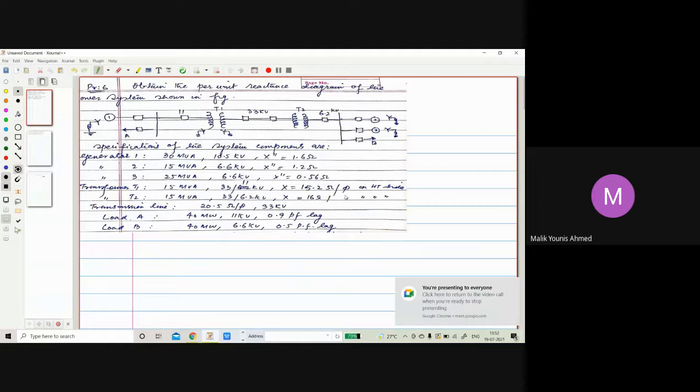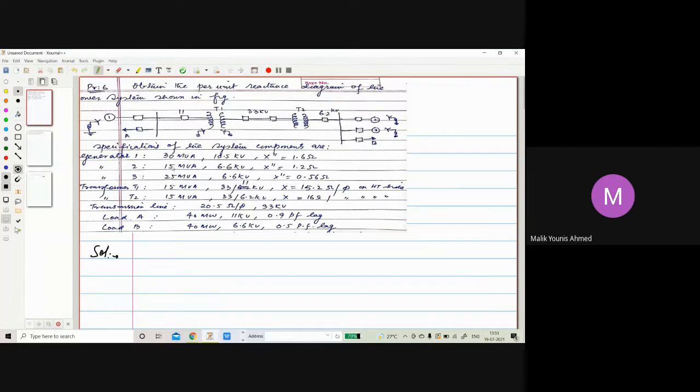Okay, we'll be doing this problem again. Some part of the problem we have done, but we'll continue to do it from the beginning itself. So in this power system, the specifications for the different equipment, the devices or components, have been given in the data, and what he's telling us is to draw a per unit reactance diagram of this one.